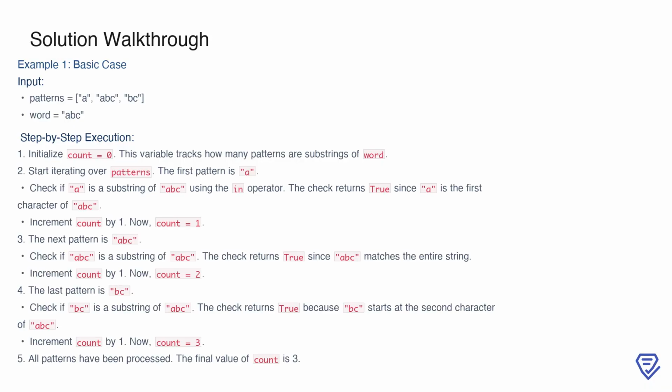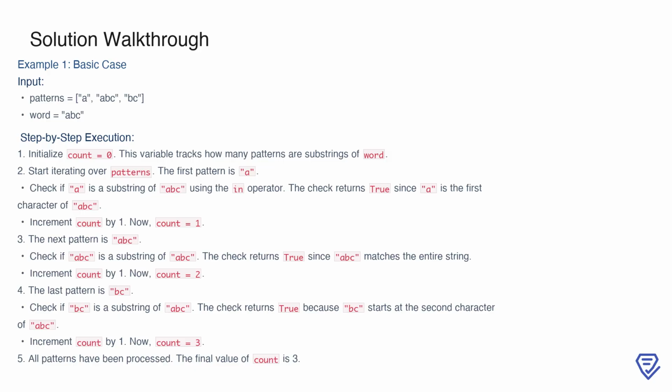To understand the solution, let's look at a basic example. Here, we have the patterns array containing a, abc, and bc, and the word is abc. We start by initializing a variable count to 0, which will track how many patterns appear as substrings of the word. The first pattern is a. We check if a is a substring of abc using the in operator. Since it is the first character of abc, this check returns true. We increment count by 1, so now count is 1.